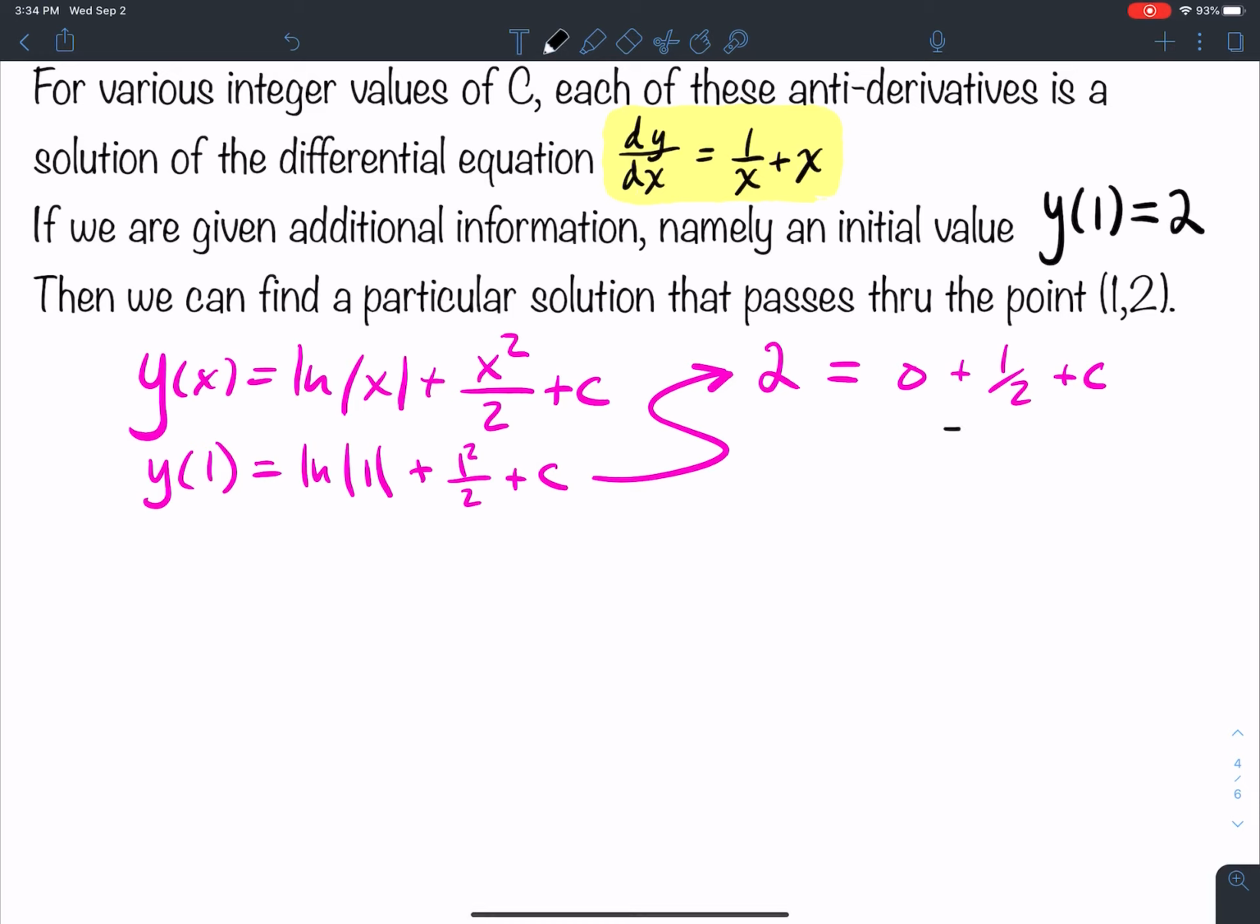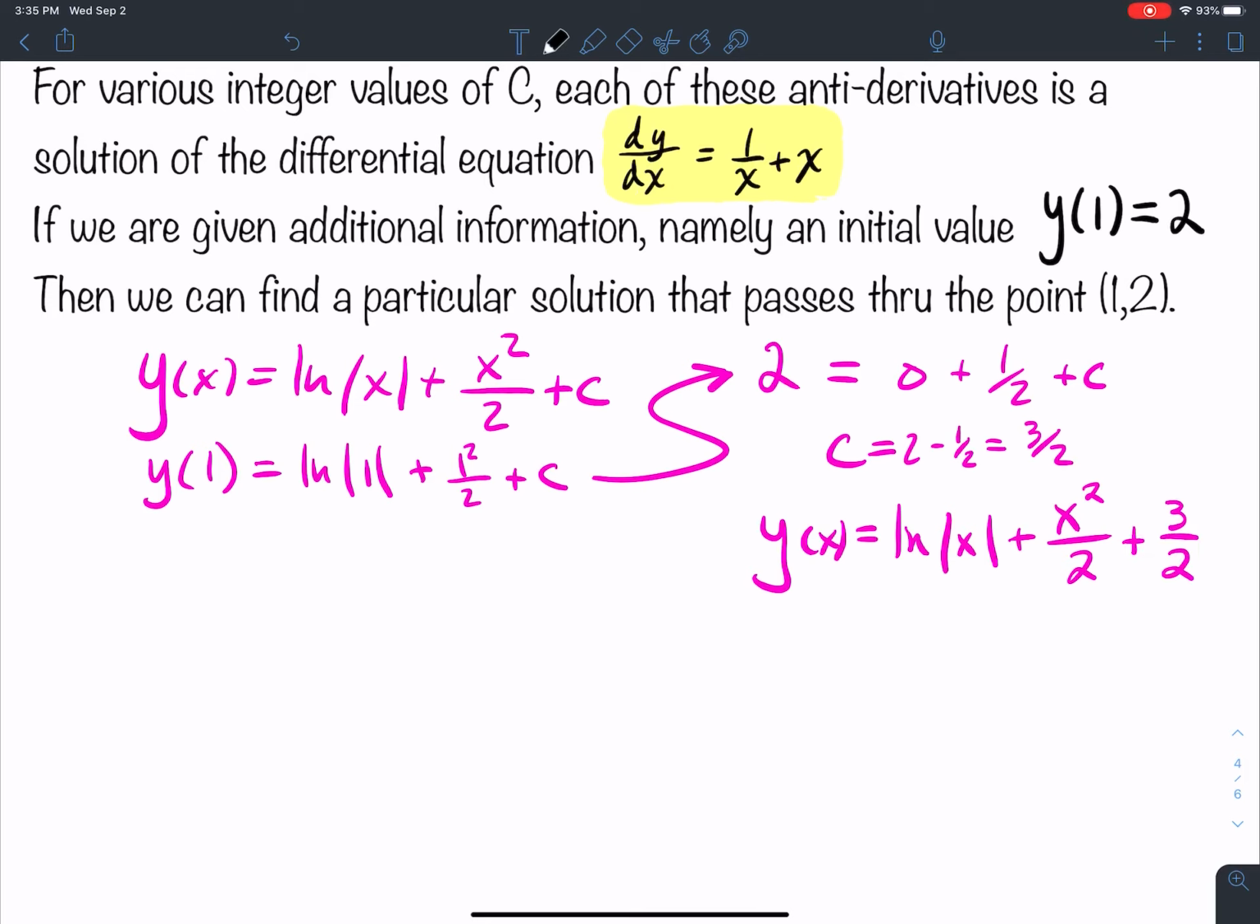So if I solve this, I subtract a half from both sides. So 2 minus a half gets me c equal to 3 halves. So what does that tell me? I'm going to replace c with 3 halves here. So I get the natural log of absolute value of x plus x squared over 2 plus my 3 halves here. Okay?